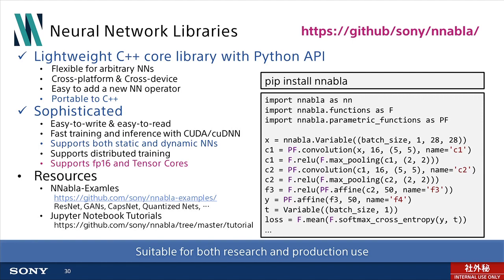And also it supports the latest technologies like 16-bit floating point calculation for training and evaluation using NVIDIA's Tensor Core. It's the latest IP in the latest NVIDIA GPUs. And also we provide a lot of examples. And this neural network library is open source on GitHub, under the Apache 2.0 license, so you can completely utilize this software for free.